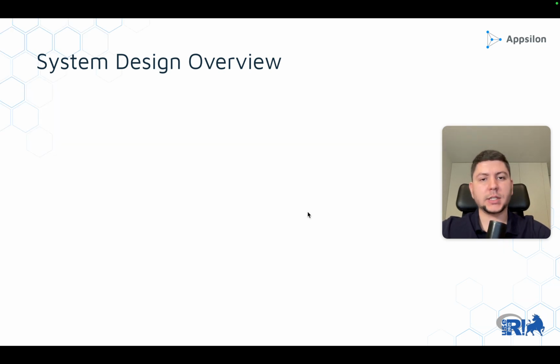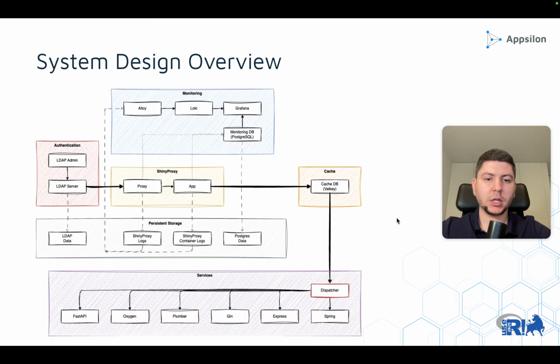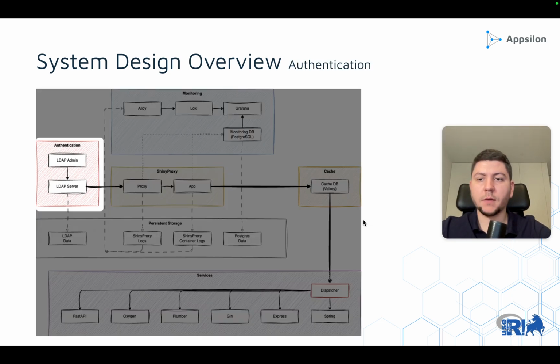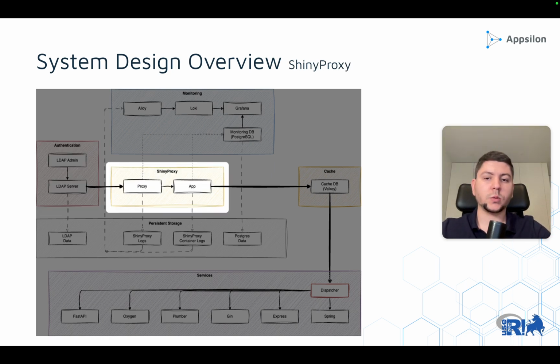Let's take a look at the system design that powers this entire application. So this is one big diagram that depicts everything that is happening here. Every white box is a Docker container. Every colored box is a so-called domain, which groups different services meaningfully. First, we have the authentication domain, which has LDAP server and the LDAP admin UI that you saw previously on the recording. Next, we have the Shinyproxy domain, which has Shinyproxy itself, and then Shiny apps that are being spawned every time user starts an application.